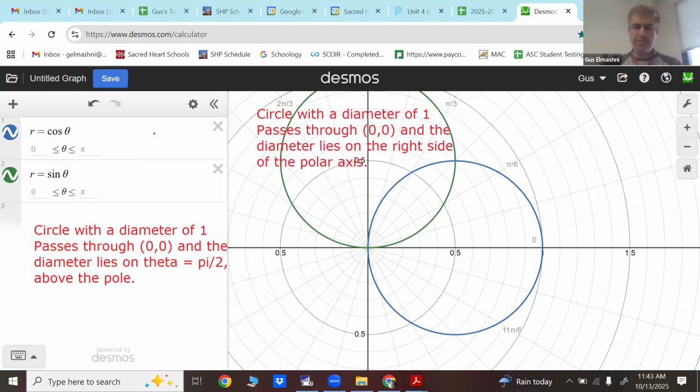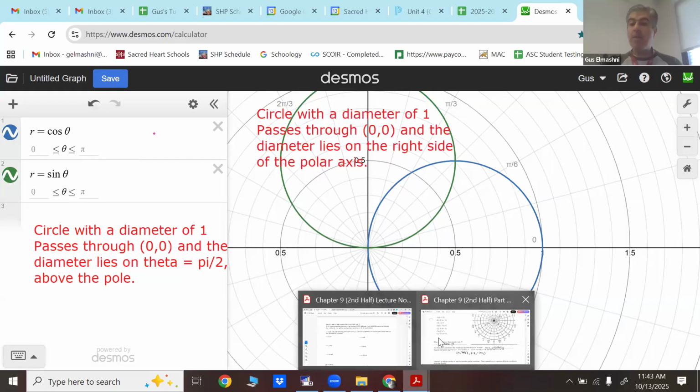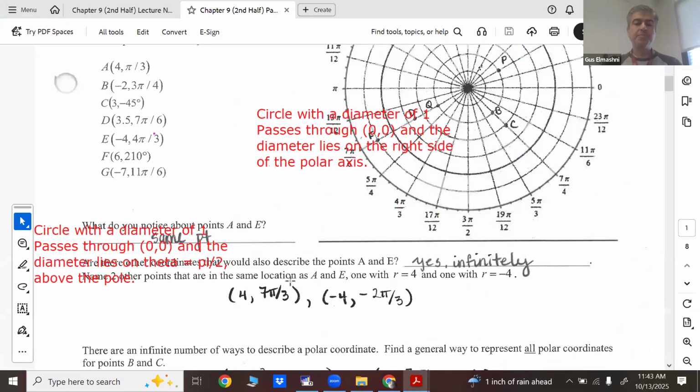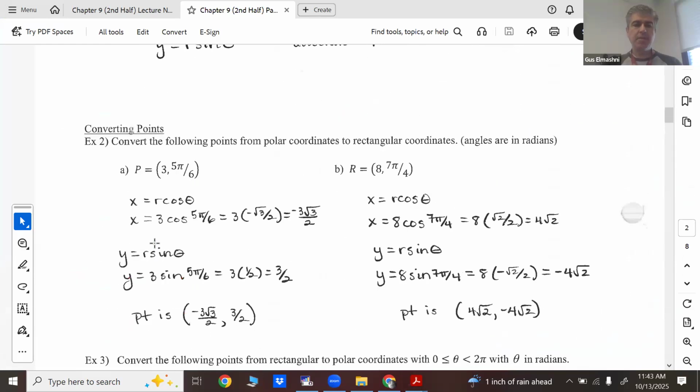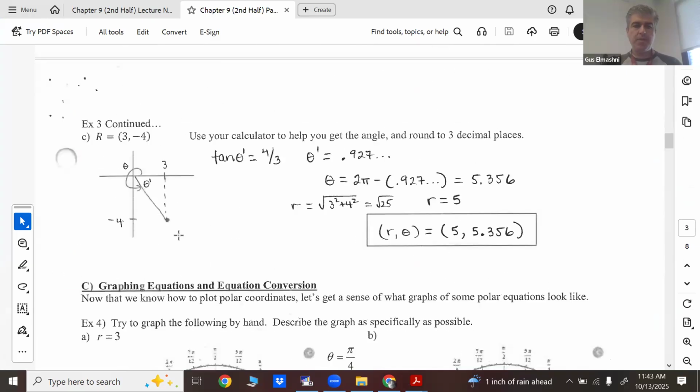Okay, let me show the filled-out notes because I'm getting lazy. Hold on. Yeah, the pole, that is called the pole, 0, 0. It's called the pole. So let's move to here.